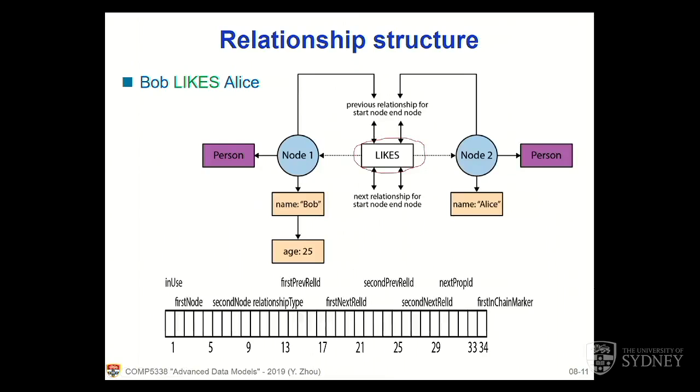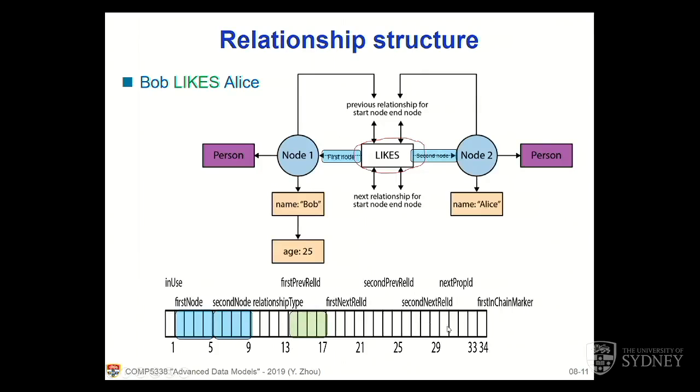Okay, let's see what this is. Again, that's a 34-byte record. The first byte is the in-use flag, which means there's some value indicating it's an active record, and others indicating it's not an active one. Then the first 4 bytes remember the source node, so it will store the ID of node 1, and the second will store the ID of node 2, right? Its source and target. And then we have 1 byte to store its relationship type, which is relatively easy.